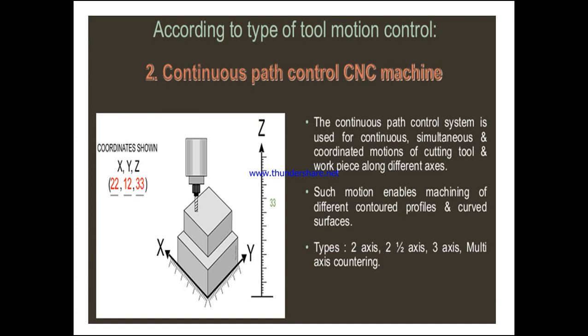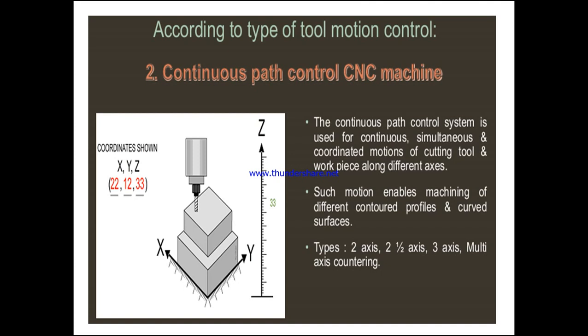But when we talk about point-to-point control, once one sequence of operation is done, the tool comes back to the starting point. Here, when the tool starts moving from one position, it has to end at another one. So the complete sequence of operation is controlled continuously without going back to the starting point.